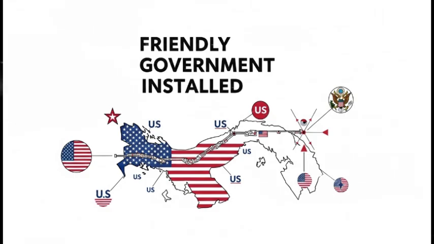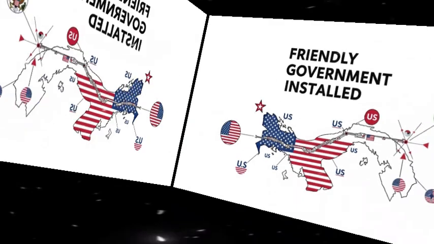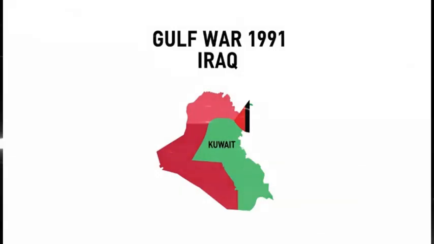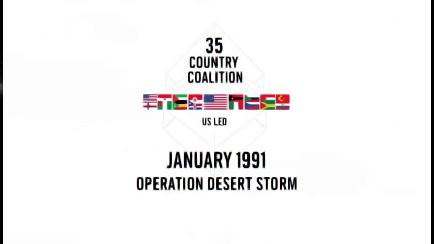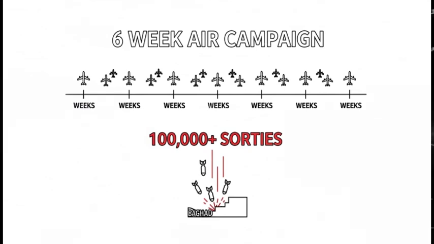And the Panama Canal remained under American influence until it was fully handed over to Panama in 1999. The Gulf War, Iraq, 1991. In August 1990, Iraq, led by Saddam Hussein, invaded Kuwait. The United Nations demanded withdrawal. Iraq refused. In January 1991, a coalition of 35 countries, led by the United States, launched Operation Desert Storm.